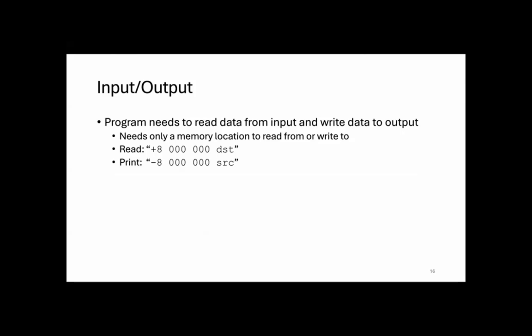Okay, let's move forward and see what other operations we want to add. The program wouldn't make any sense if we just do the operations without being able to read data from inputs and write data to an output. So we really need to be able to read data from a specific input and write it to an output. So how to do it? We just need a memory location to read from or write to. We don't really need all the other operands that we have. So we're going to use number 8 to represent reading. So +8 represents reading, and -8 we're going to use for printing from a source. So -8 for printing and +8 for reading.